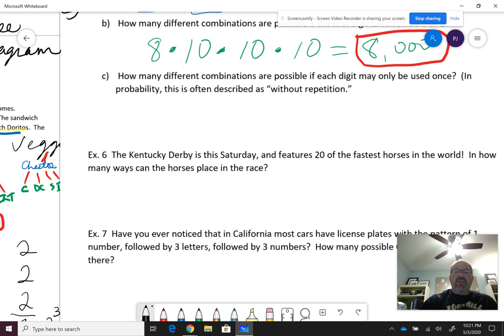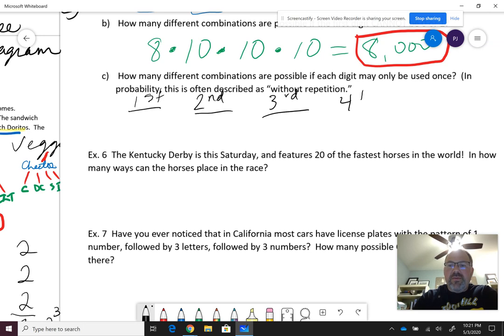All right, how many different combinations are possible if each digit may only be used once? Okay, and probably this is often described as without repetition. So no repetition. And we're looking at, let's separate these again, as far as the first, second, third, and fourth.